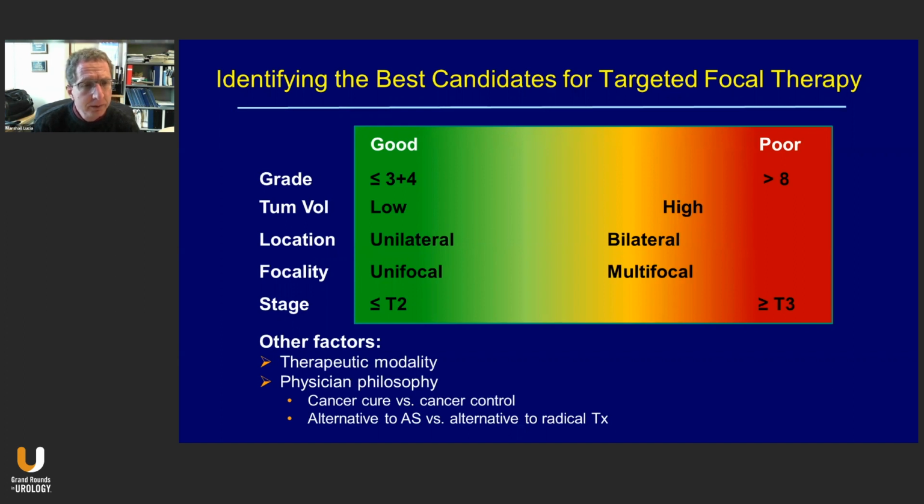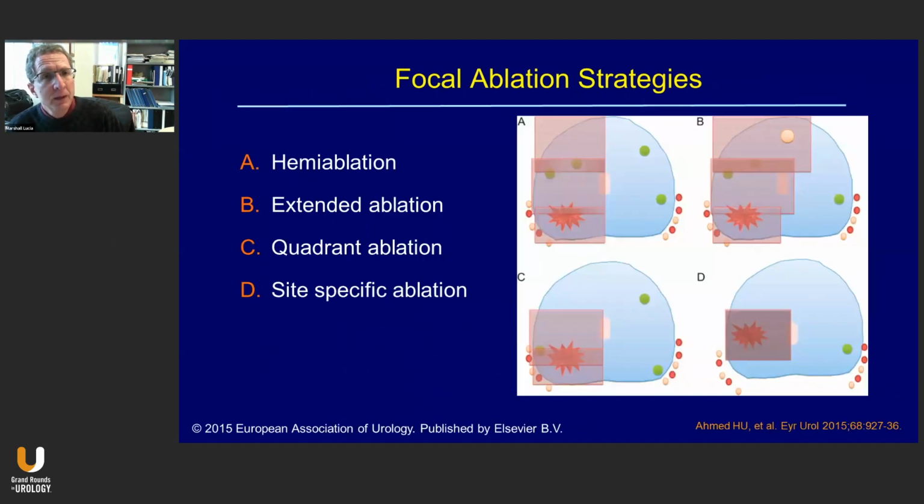Or do you feel that your philosophy is that targeted therapy should be an alternative to active surveillance, or an alternative to radical therapy? That's going to change the patients that you look at. If you're looking at it as an alternative to active surveillance, 3+3 cancers are certainly targets for focal therapy. Or if you're looking for an alternative to radical therapy, you might consider only 3+4 or 4+3 individuals.